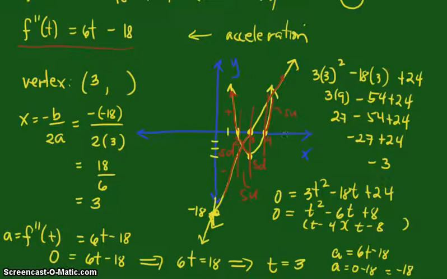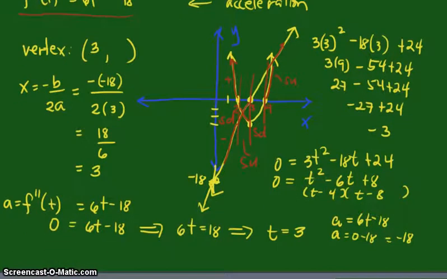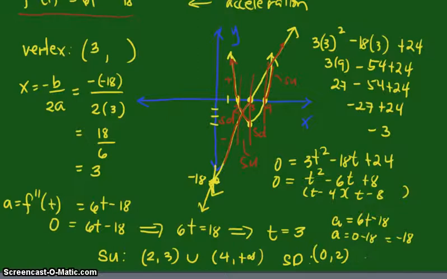So going back to the question, when is the particle speeding up? From what we found here, it is speeding up from 2 to 3, and then it will be speeding up again from 4 to positive infinity. It is speeding down from 0 to 2 and also from 3 to 4.